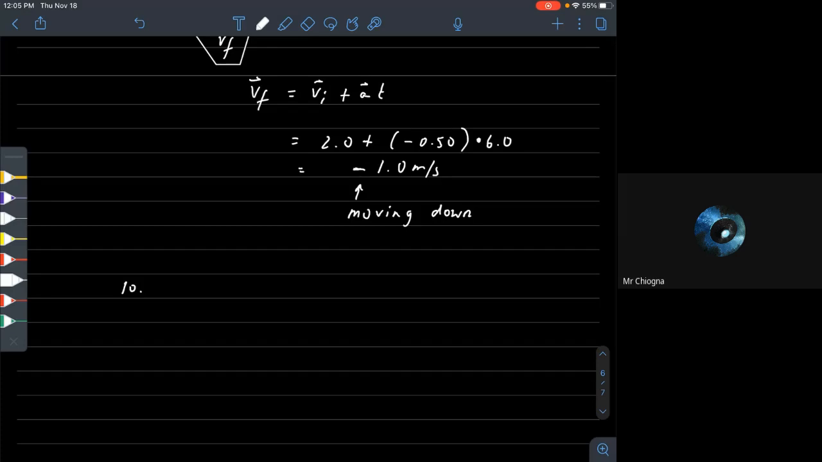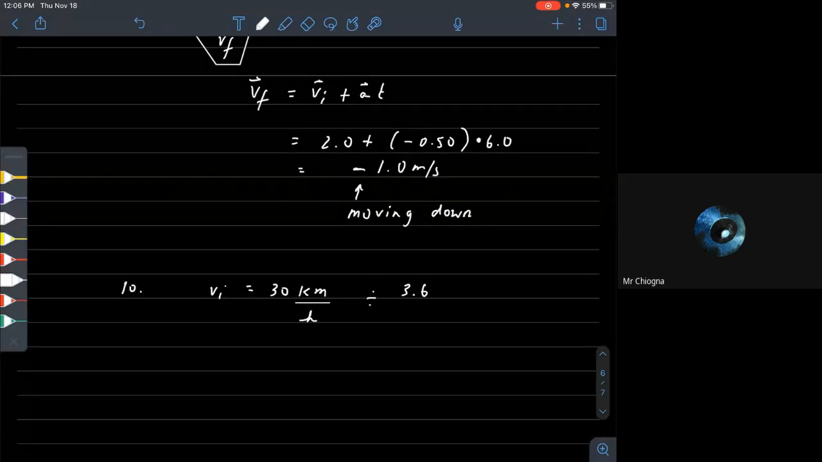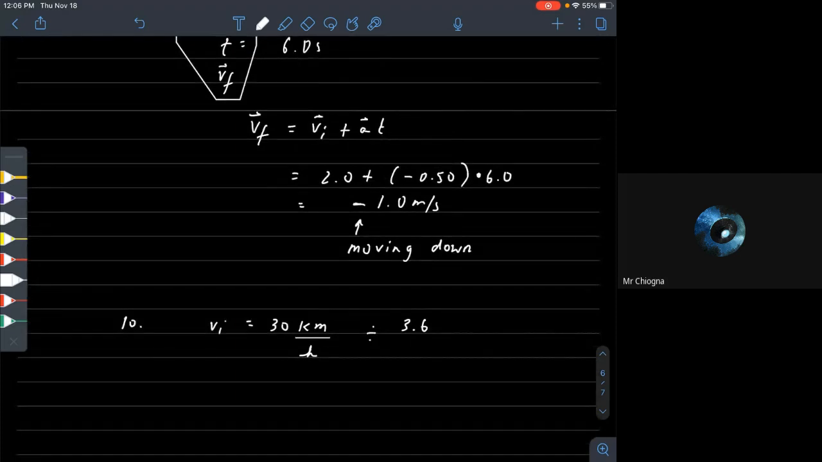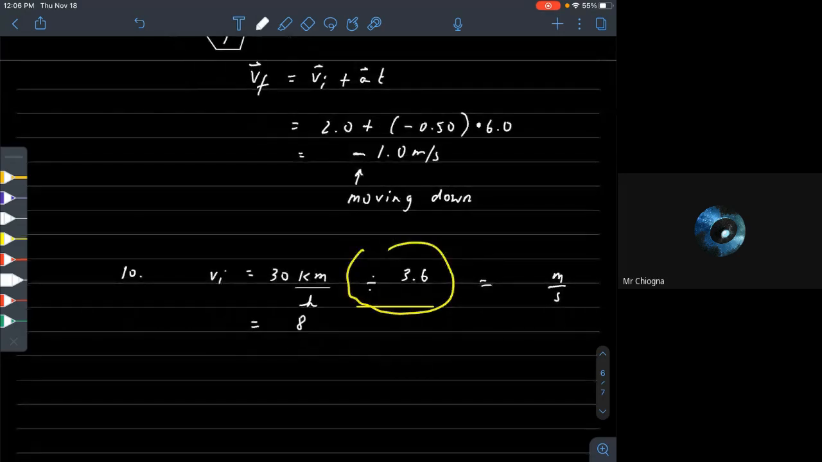10. Bus is traveling. The very first velocity mentioned is initial. And I'm going to remember to change it to meters per second. In general, the units are meters, seconds, and meters per second. Those are the standard units. So if in doubt, you can convert to those. How do you convert? Divide by 3.6. And that gives you 8.3. What's the unit? Meters per second.